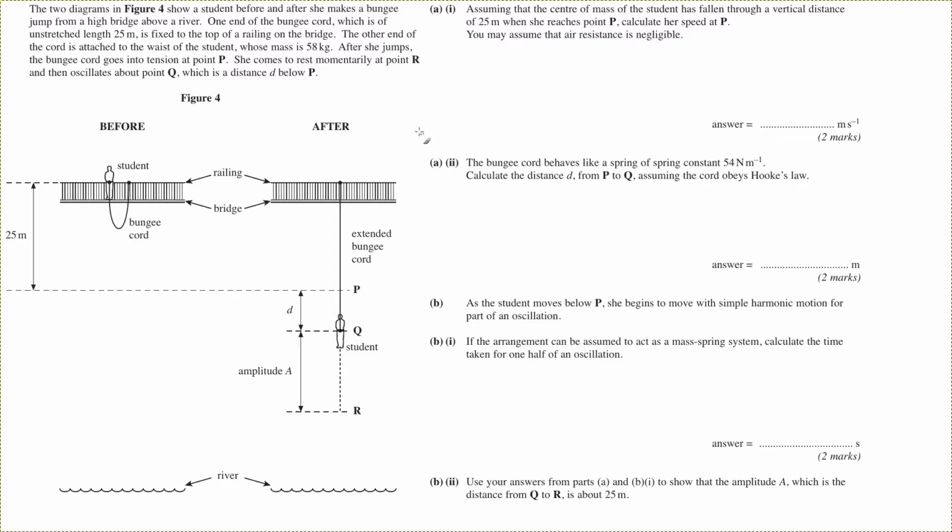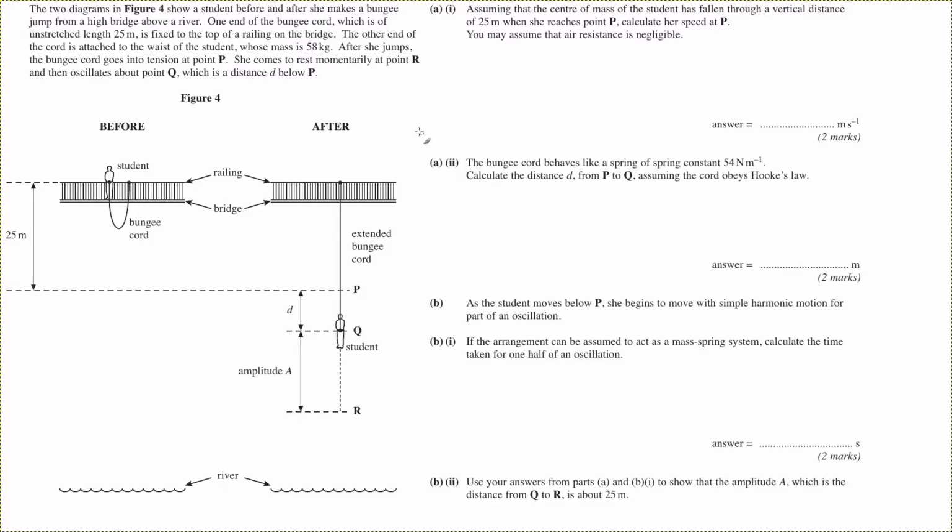Basically, as the bungee rope stretches, we're going to have a conversion of gravitational potential energy and kinetic energy into elastic potential energy as she drops. Point Q is going to be the center point of the oscillation. What she will do then is further extend the bungee cord to point R. Q to R will be the amplitude of her oscillation, and then she'll oscillate, come back up again, and rise just somewhere above point P.